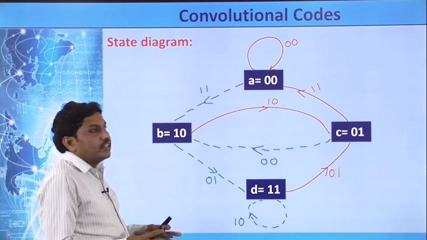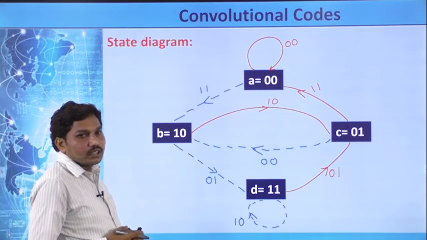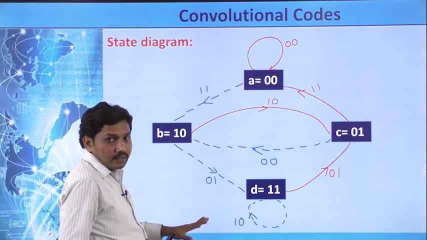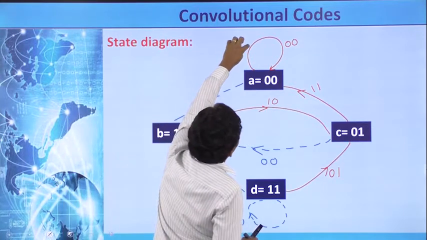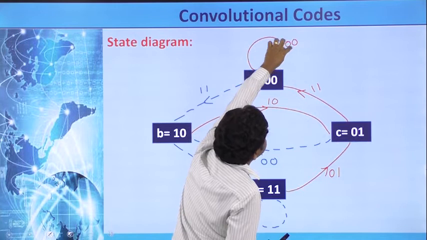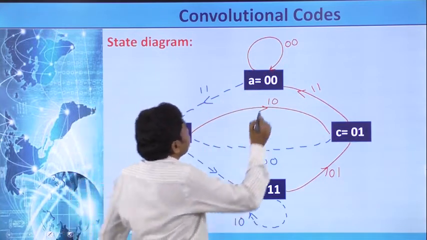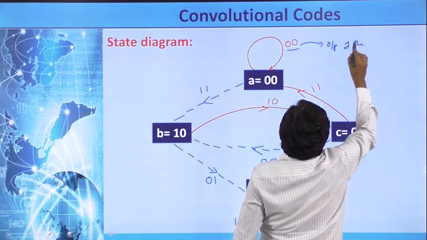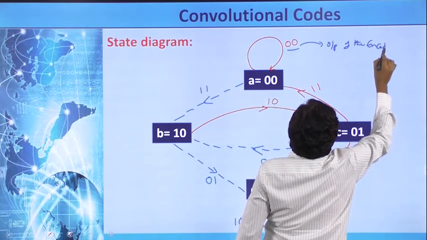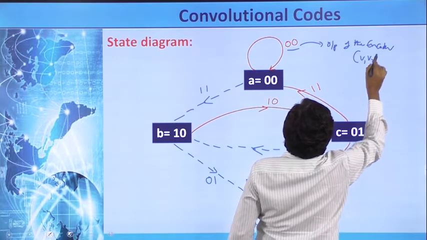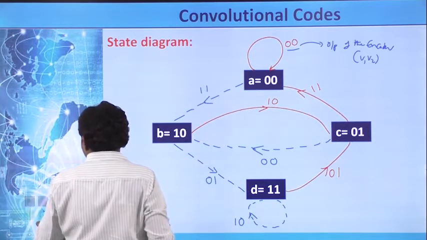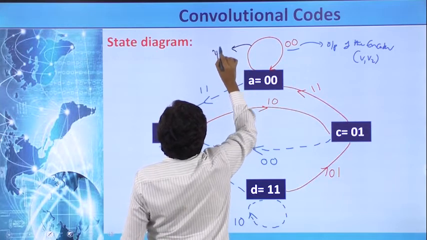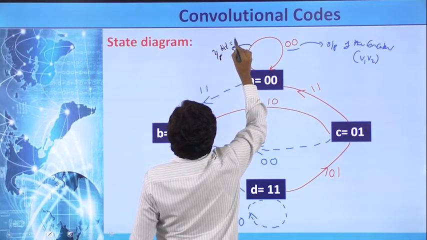So what are the conclusion points from the state diagram? It gives the relation between the states, that is A, B, C, D represent the states. This one input is 0, whereas these two digits represent the output. So these are the outputs of the encoder, that means V1, V2, whereas this represents the input bit. So the input bit is 0.